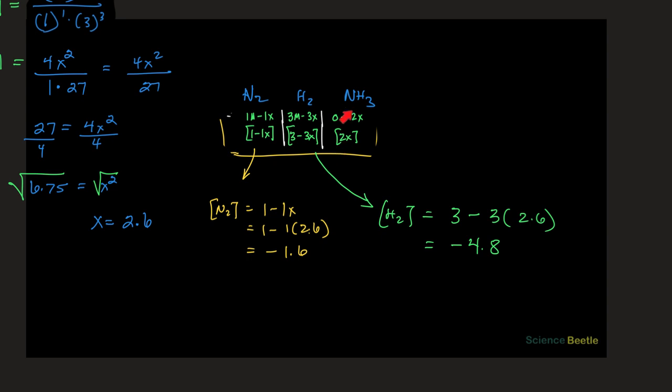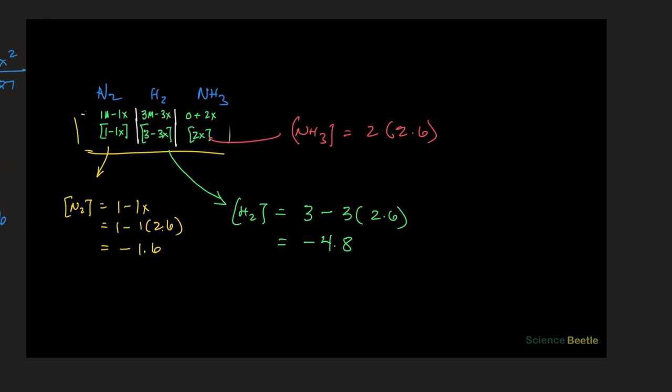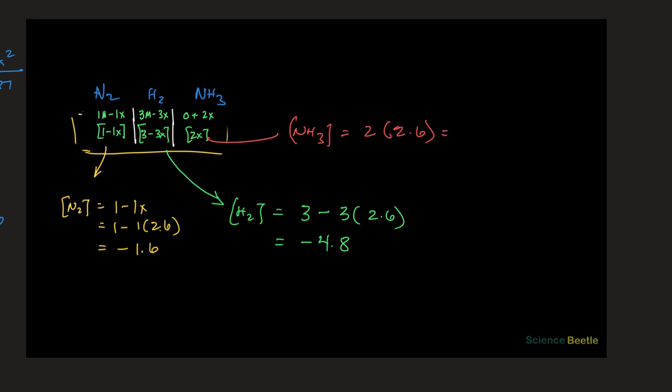And lastly, we need to figure out the concentration of NH3, so we'll take that value there and put it over here. The concentration of NH3 is then equal to 2 times x, in this case 2.6. And so you'll get the following. All right, let's move this a little bit over to the left. The value that we've got here is 5.2. So here are the 3 respective concentrations for each of the items at equilibrium.